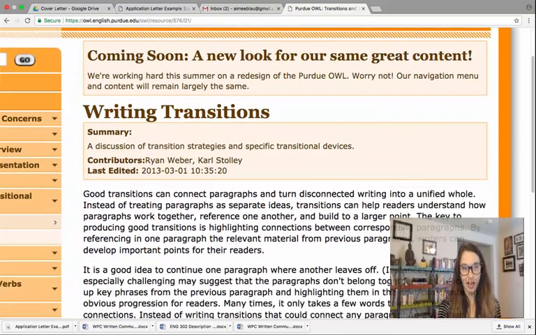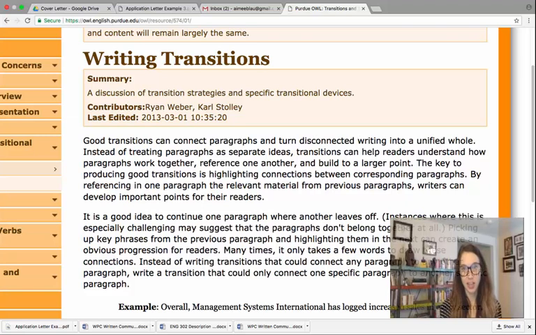Okay, so good transitions connect your paragraphs and unify your writing. And the way to do that is instead of treating each paragraph as separate ideas, you're going to highlight similar ideas and connect them. So when one paragraph leaves off and you start a new paragraph, you want to pick up the last idea that you had and connect it to the idea that's coming next. And sometimes when transitions are really hard to write, it's because two ideas don't go together and you may need to change the order of your paragraphs.